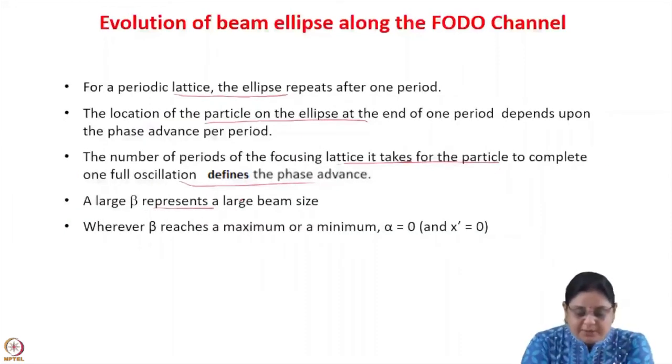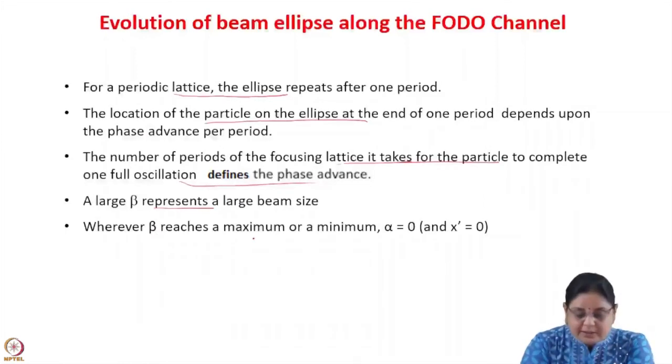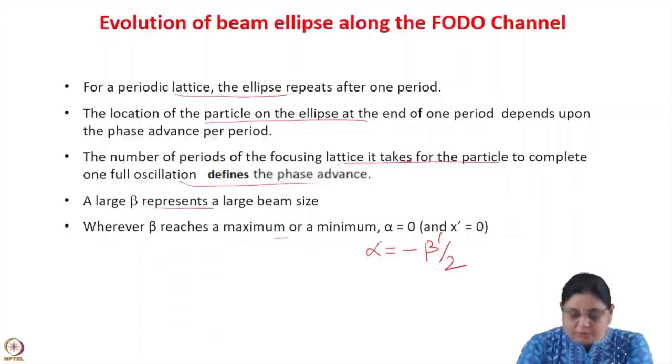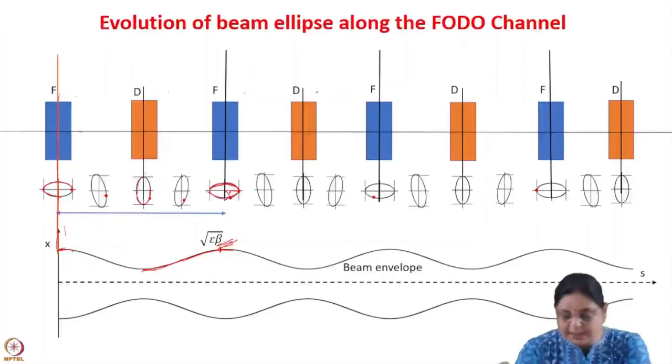Now a large beta represents a large beam size. So the beam envelope is given by the square root of beta epsilon. Larger the value of beta, larger is the beam size. Whenever beta reaches a maximum or a minimum, alpha is equal to 0. So you know that alpha is equal to minus beta prime by 2. So wherever there is a maxima or minima of beta, there the alpha goes to 0 and the ellipse becomes an upright ellipse. So beta is maxima here, it is minima here. So at this location, alpha is 0. So you can see an upright ellipse here. You can see an upright ellipse here. Again here beta is maximum, so alpha is 0. You can see an upright ellipse here.